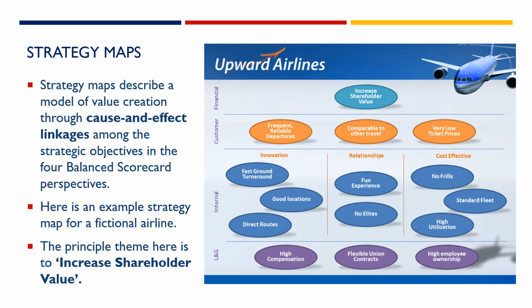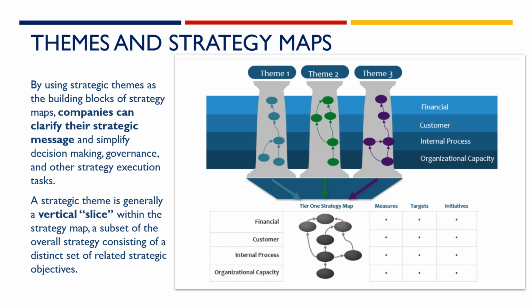Strategy maps describe a model of value creation through cause and effect linkages among the strategic objectives in the 4 balanced scorecard perspectives. Here is an example strategy map for a fictional airline. The principal theme here is to increase shareholder value. By using strategic themes as the building blocks of strategy maps, companies can clarify their strategic message and simplify decision-making, governance, and other strategy execution tasks.